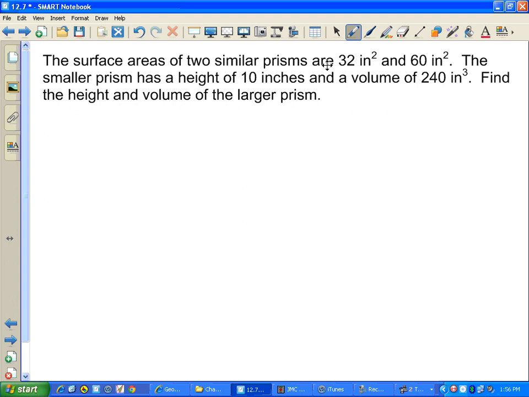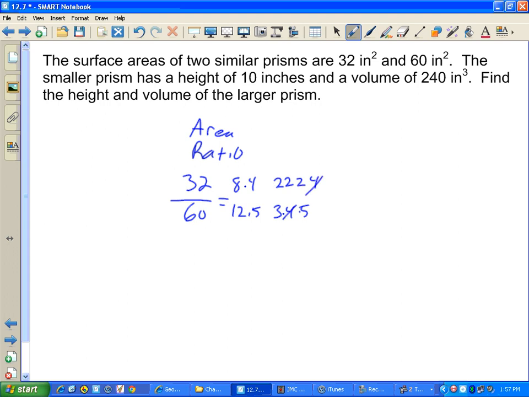The surface areas of two similar prisms are 32 inches and 60 inches. So my area ratio is 32 to 60, which reduces down. Let's see, 32 is 8 times 4. 60 is 12 times 5. 12 is 3 times 4. So I got 3 times 4 times 5. This is 2, 2, 2, 4. So the 4s will cancel, and I get 8 over 15. So my area ratio is 8/15.